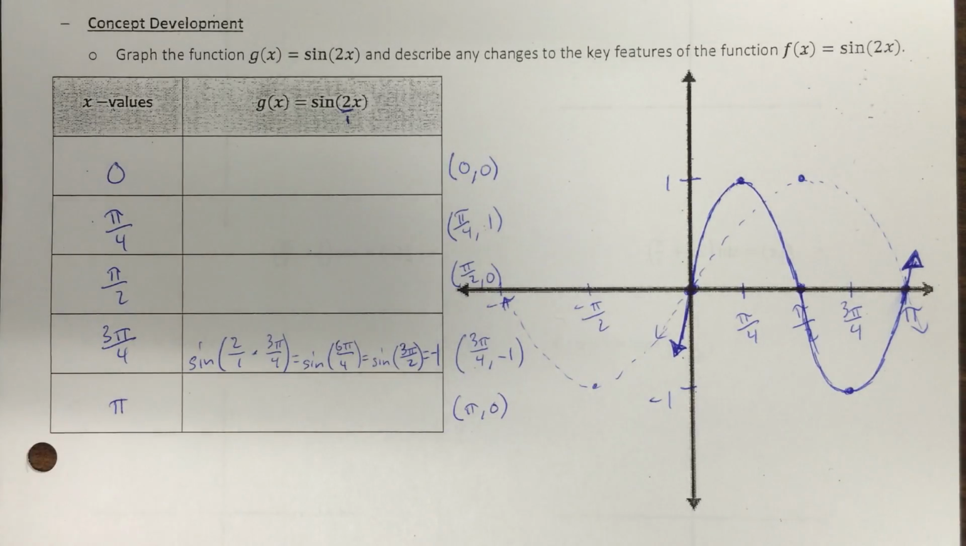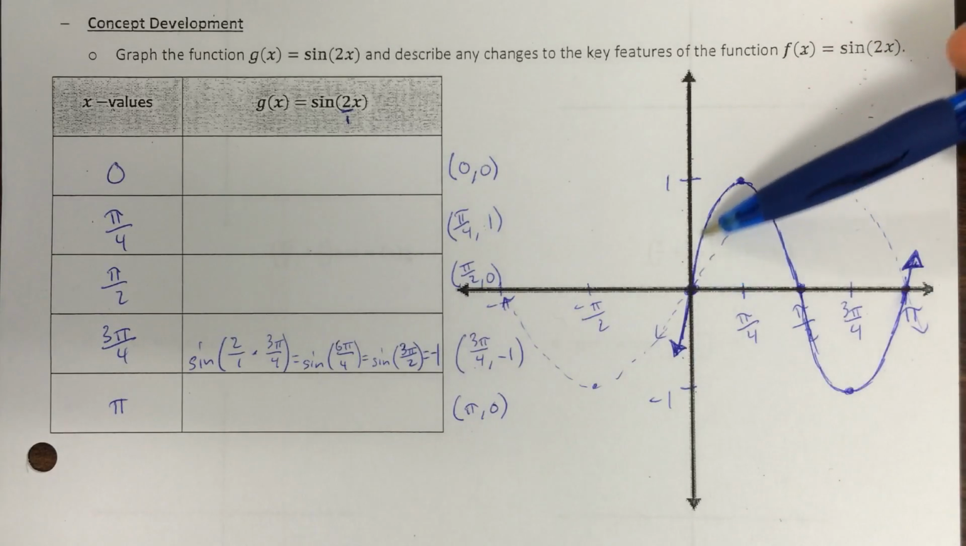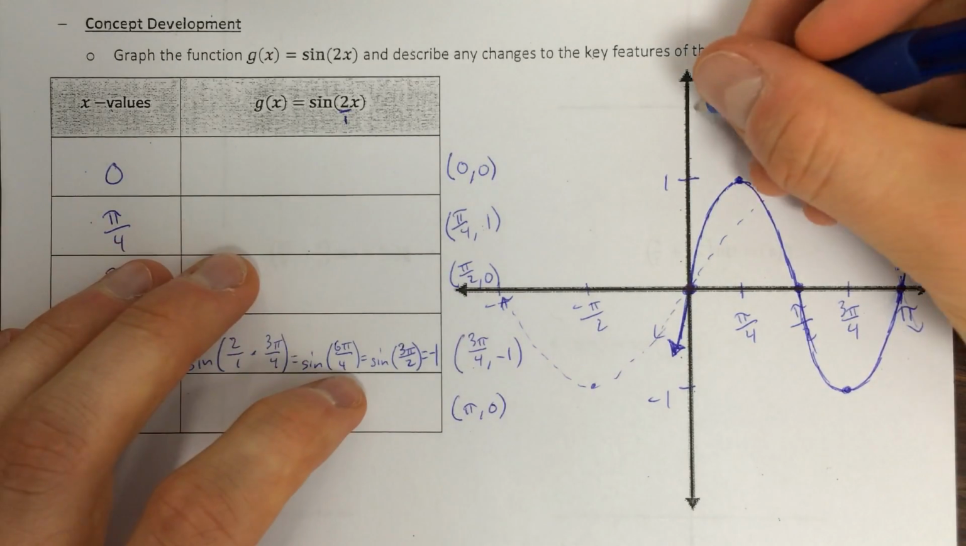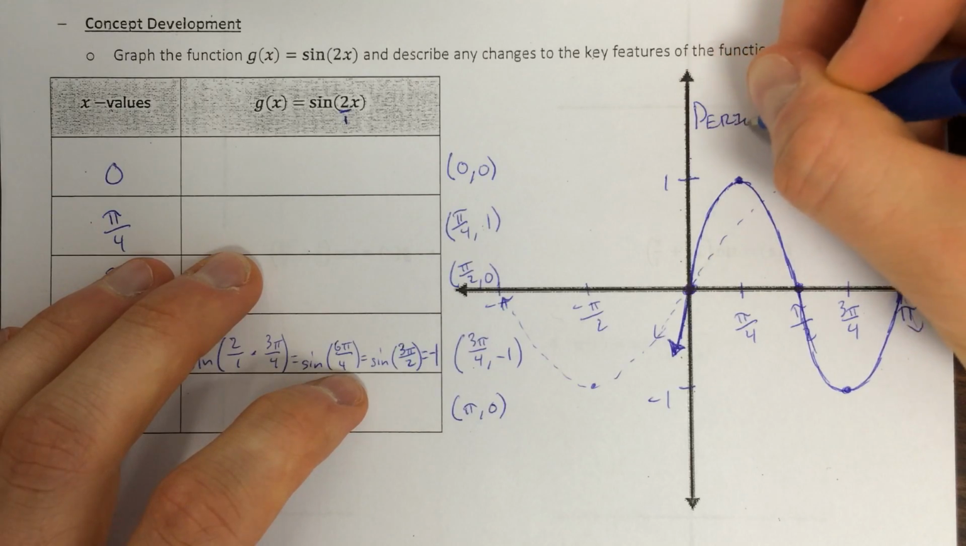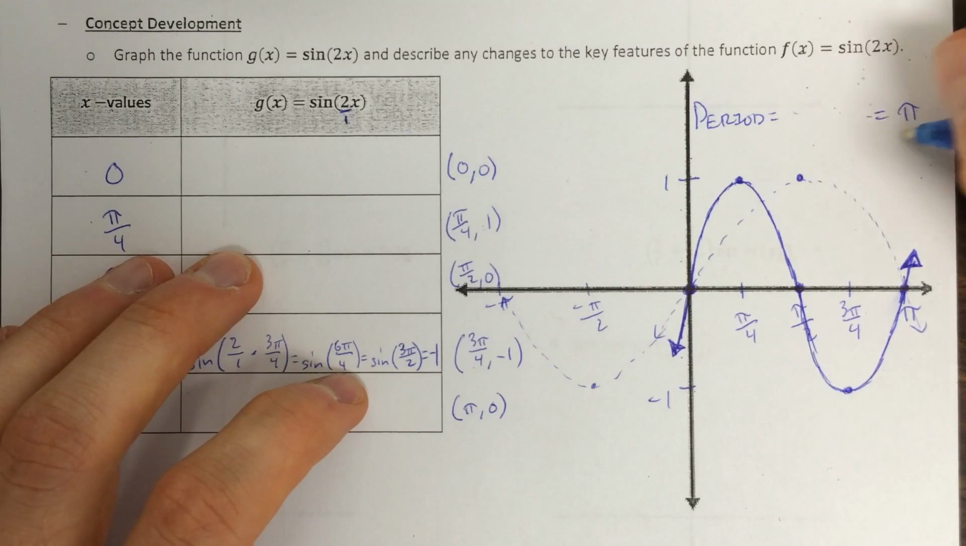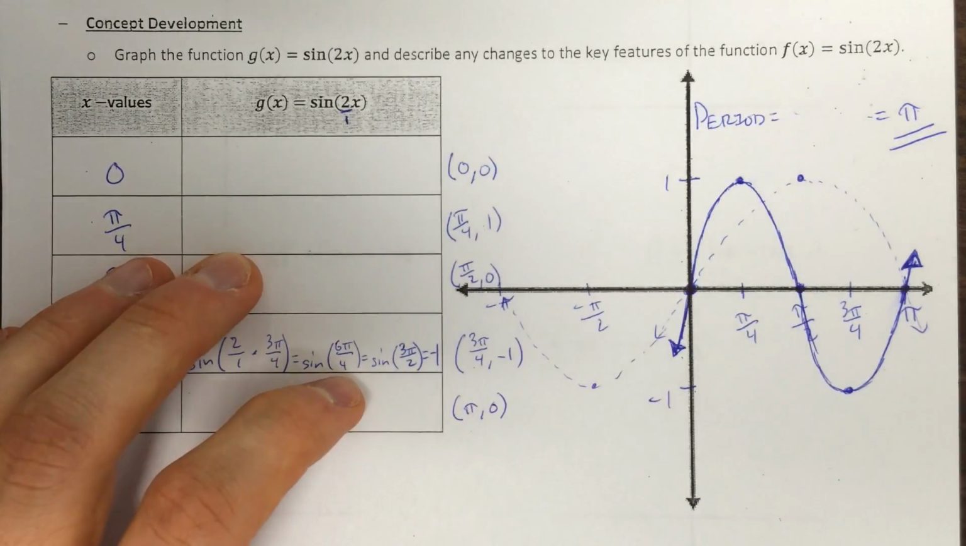In class we talked about what is going on with our transformed function. What we discovered is that if this is our parent function and it were to continue, the period would be 2 pi. However, on our new transformed function, our period now becomes pi. So I'm going to write this here: our period equals pi.